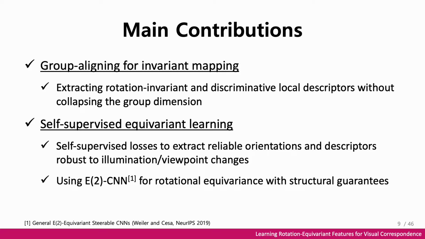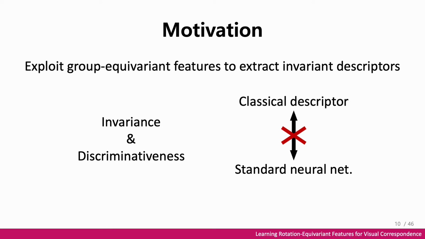In our paper, we have two main contributions. First, we introduce group aligning, which maps equivariant features to be invariant without losing group information. Second, we use an equivariant backbone network and two loss functions for self-supervised equivariant training of our model. The motivation of our paper is to exploit the group equivariant features to extract the invariant descriptors.